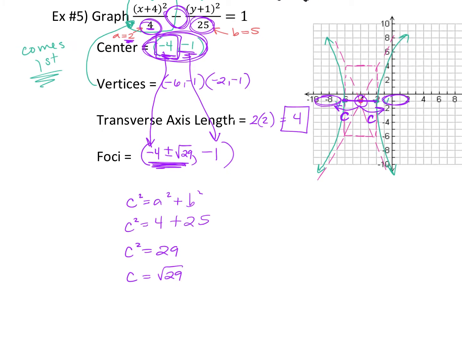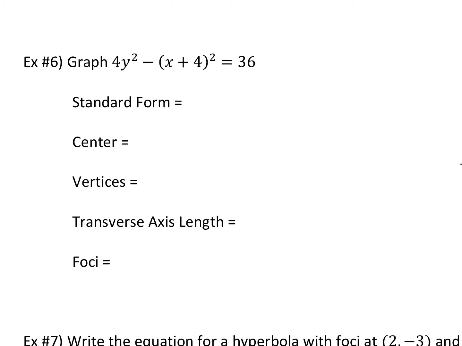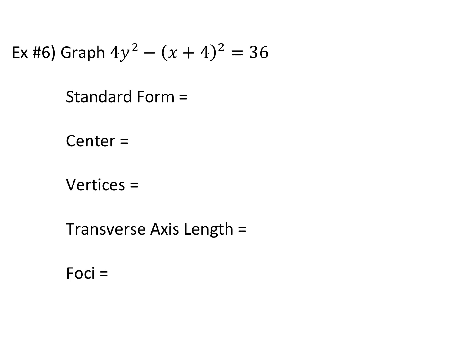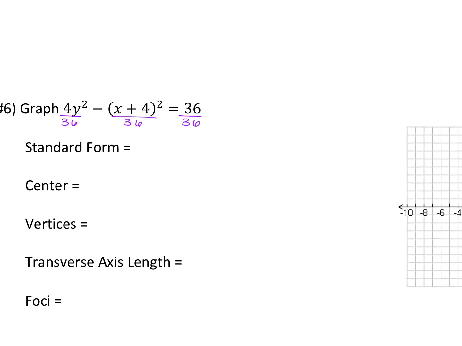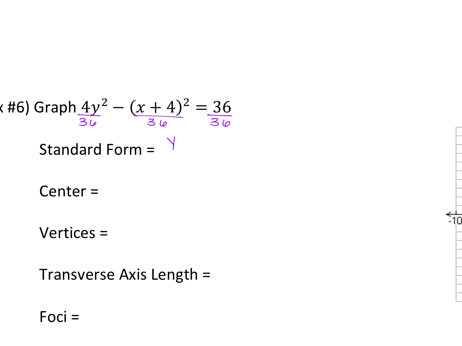Okay. What do you do with a problem that looks like this? You divide everything by 36, right? You want to get it equal to 1. So divide by 36 here, divide by 36 here, divide by 36 here. So your standard form is going to be y squared over 9 minus x plus 4 squared over 36 equals 1. Okay? That's more lovely. That's what we want to work with.